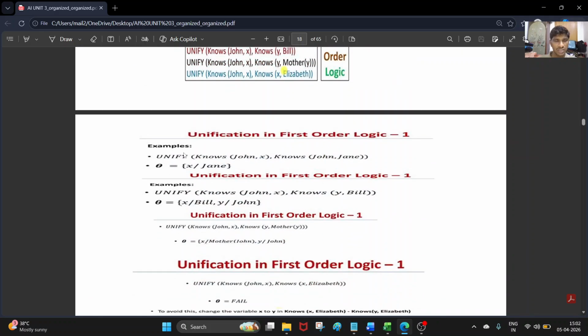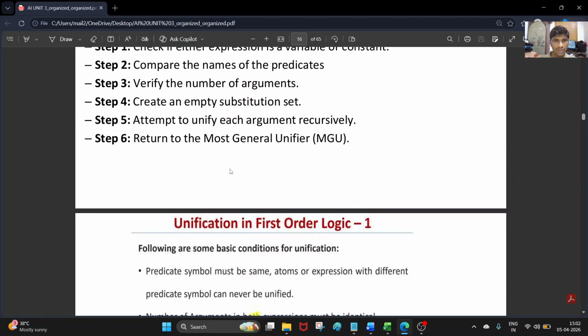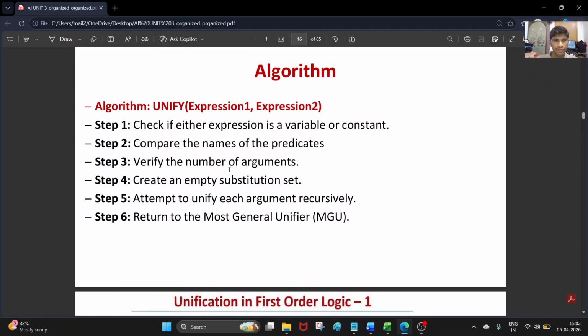Let us consider the same example. We are going to unify Knows(John, X) and Knows(John, Johnny). So X can be replaced by Johnny. The unification is theta equal to {X/Johnny}, so X must be replaced by Johnny. Now let us go to the algorithm.